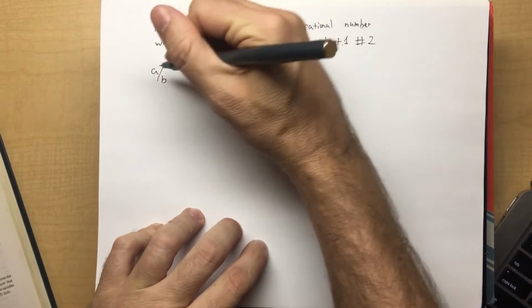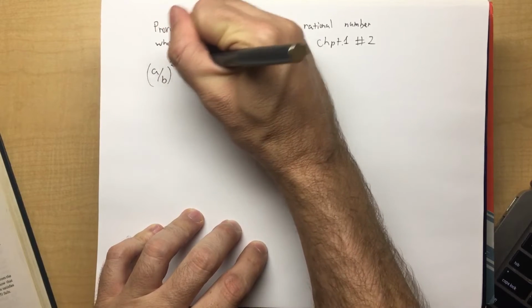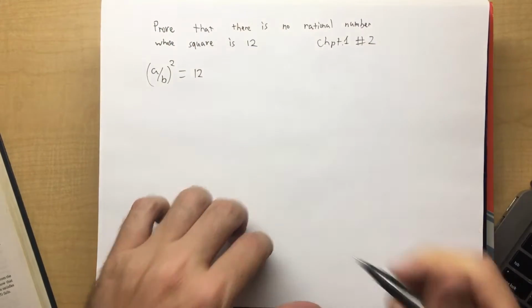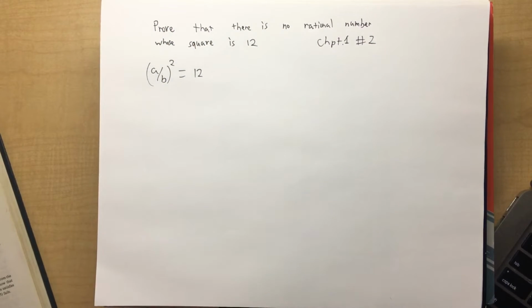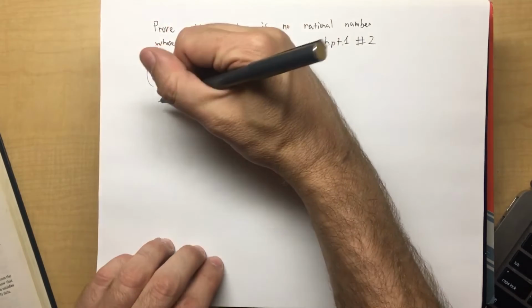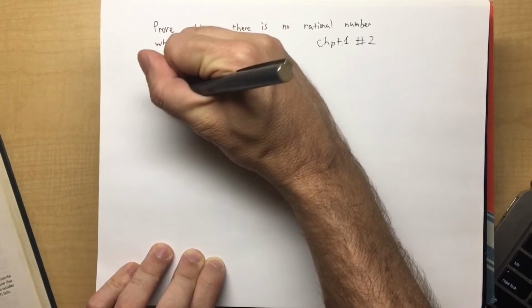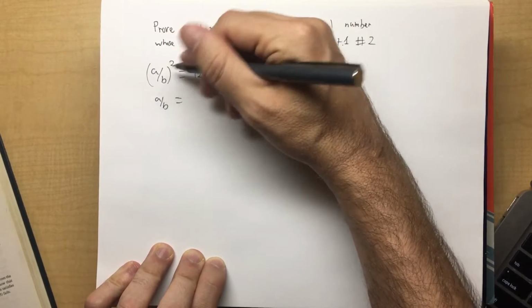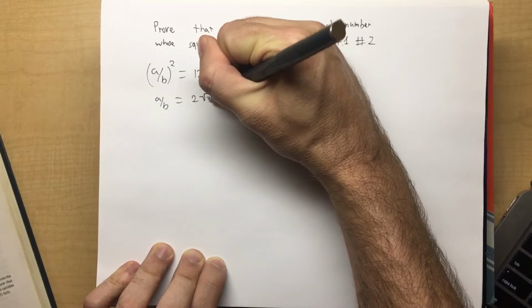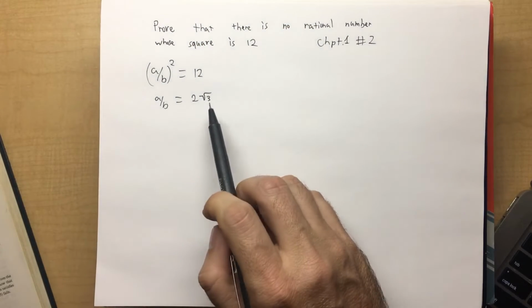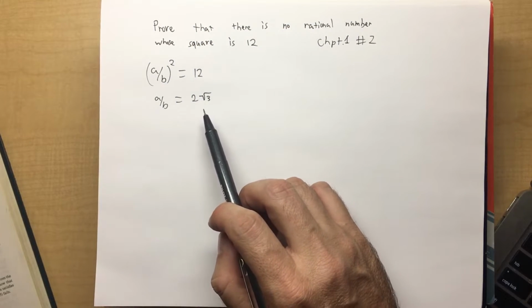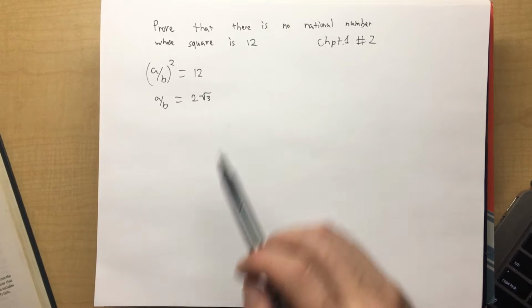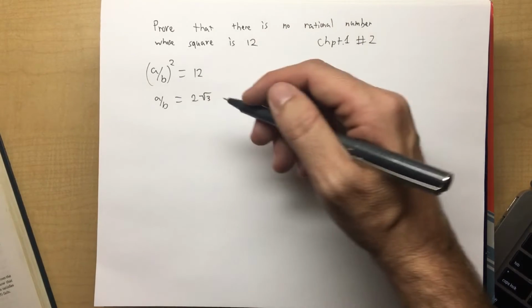So a over b, the square of this number is 12. So the first thing I want to do is just reduce the problem down to what it really is. So what we're really asking is, okay, so this is going to be 2 root 3. Really, we want to know that there is no rational number whose square is 3. And I'll show you why.